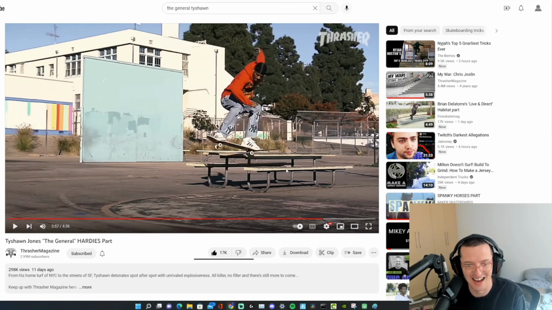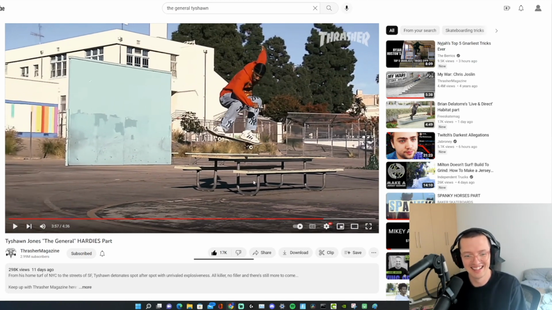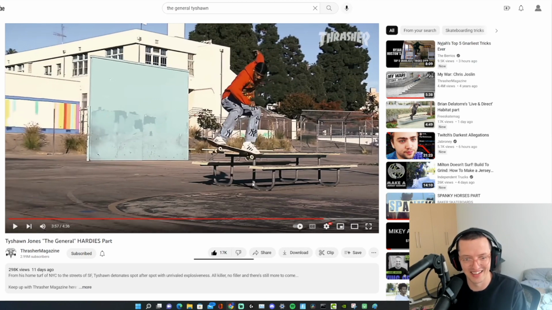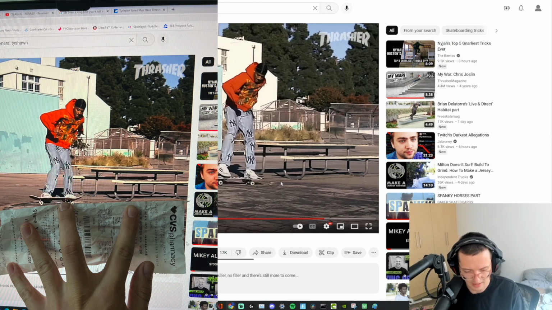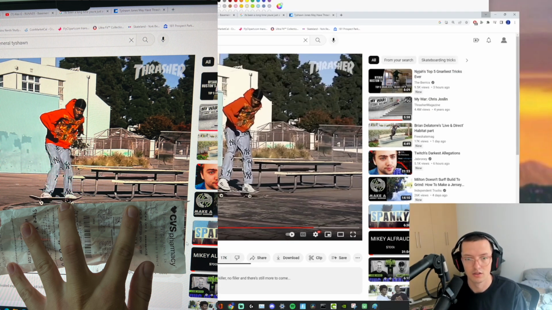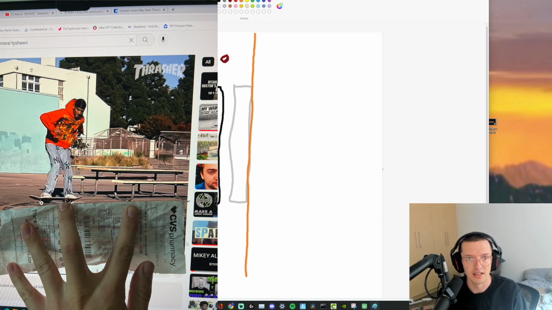Dude, this guy did not make it over. There's no way he made it over. He lands, and I'll show you guys. Let me open the photo. Okay, he lands with his back truck on top of that line. So it's like his landing area is right around, let's see.